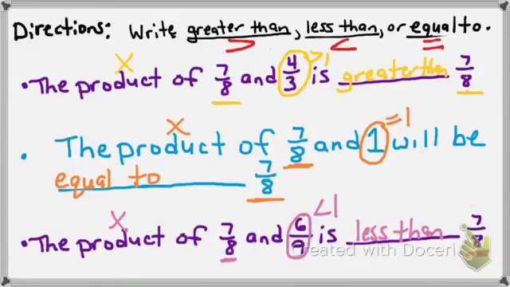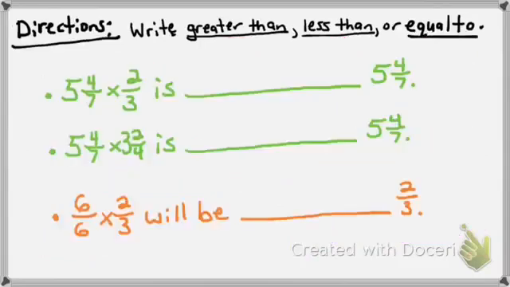Let's take a look at another type of word problem you'll see for these facts. Here the directions say write greater than, less than, or equal to. And we have multiplication problems. Okay, let's check it out. First thing I'm going to think in my head is greater than, that's what the sign looks like. Less than, that's what the sign looks like. Equal to, that's what the sign looks like. Let's focus in on our first problem.